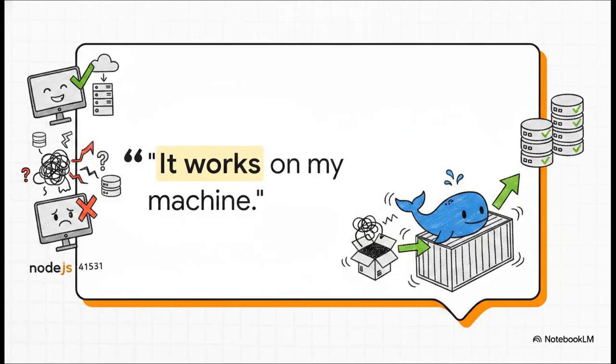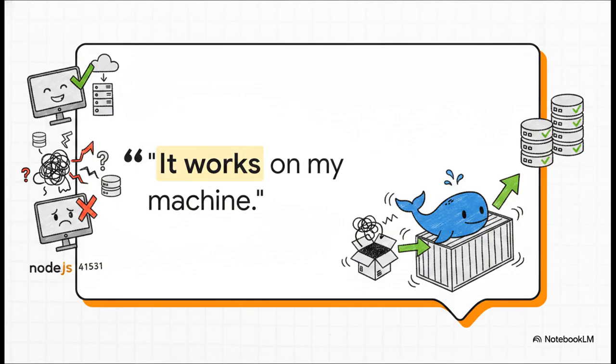It works on my machine. I mean, those have got to be the foremost dreaded words in all of software development, right? We've all been there. You build this brilliant feature, you test it locally, it runs flawlessly. But the exact second it goes to a colleague's machine or a staging server, absolute chaos.